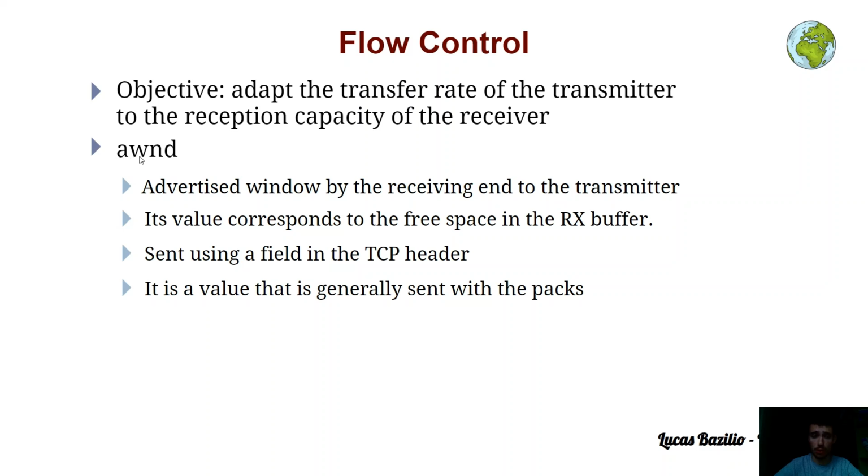This AWND is the advertised window sent by the receiving end to the transmitter. The value of the advertised window corresponds to the free space that we have in the reception buffer. We have a specific field in the TCP header to include the advertised window, and this is a value that is usually sent with the packets.